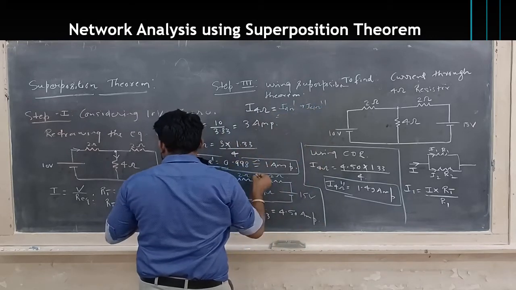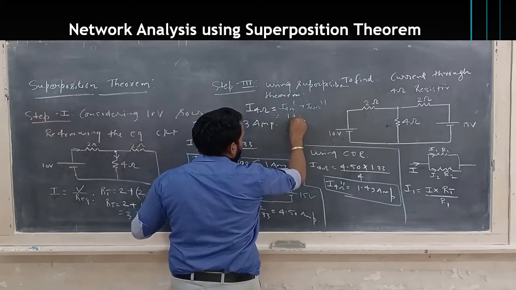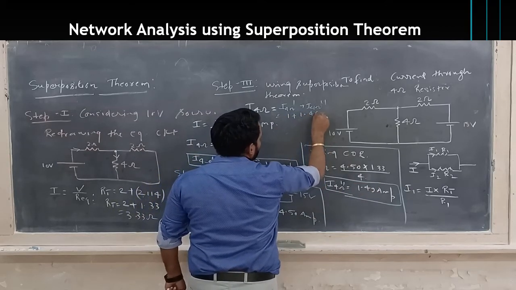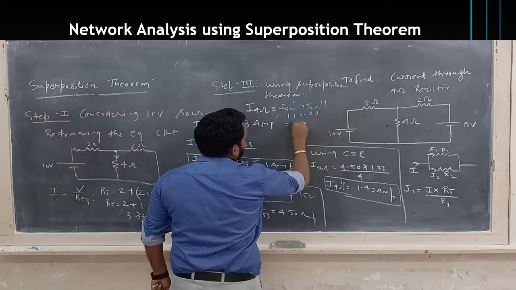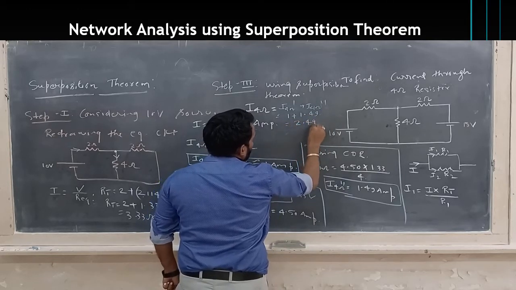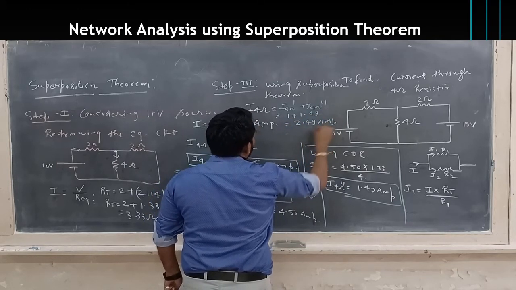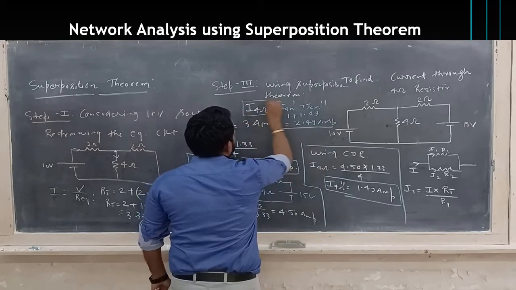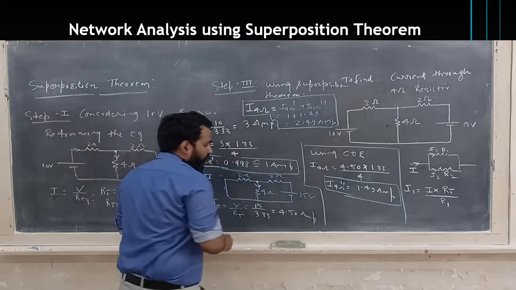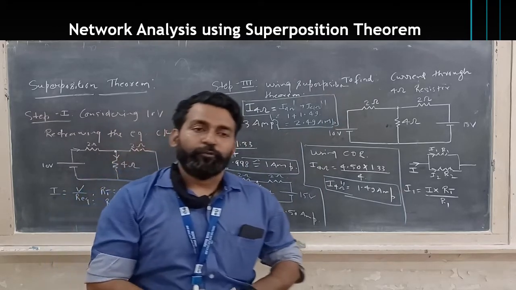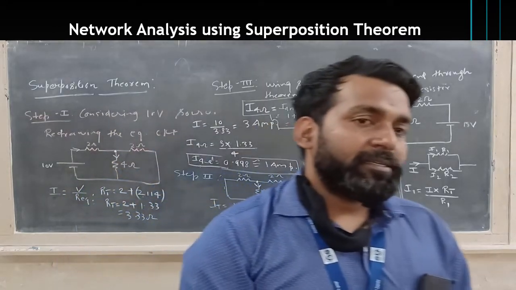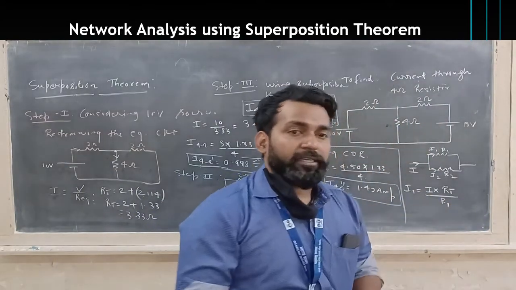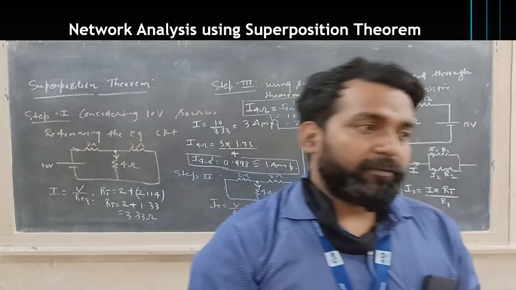So this is nothing but almost 1 ampere plus 1.49, okay? So this will come as 2.49. This is the overall current that would be flowing through your 4 ohm resistor because of the first source and second source. Is this clear? Yes.